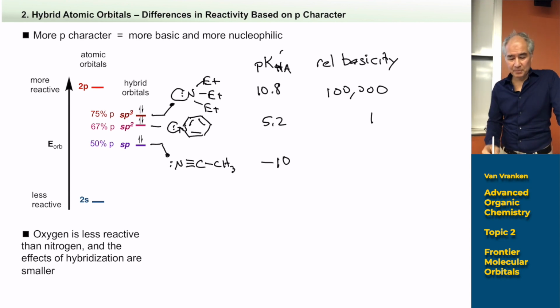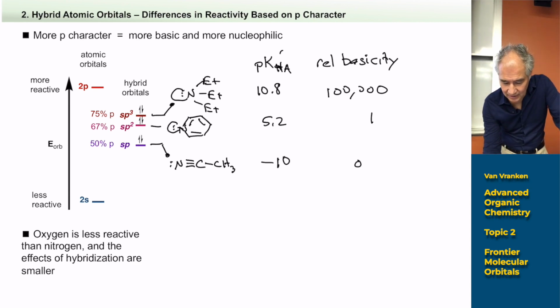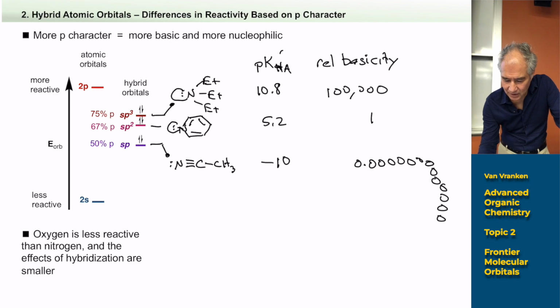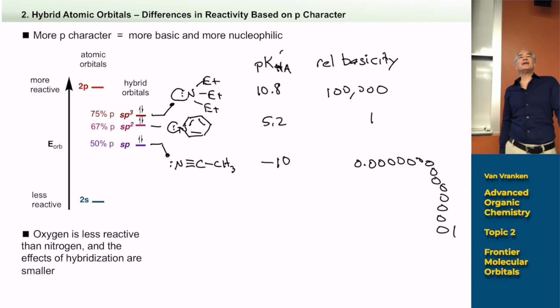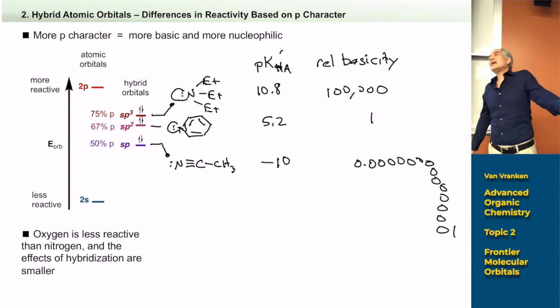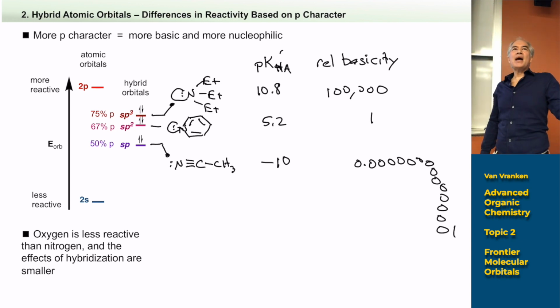And if I want to put something in with acetonitrile, what is this? This is like 15 orders of magnitude. 1, 2, 3, 4, 5, 6, 7, 8, 9, 10, 11, 12, 13, 14, 15. I think that's right, and if I'm not right, do you care? You get the idea. 15 orders of magnitude less nucleophilic and less basic because of less p character.